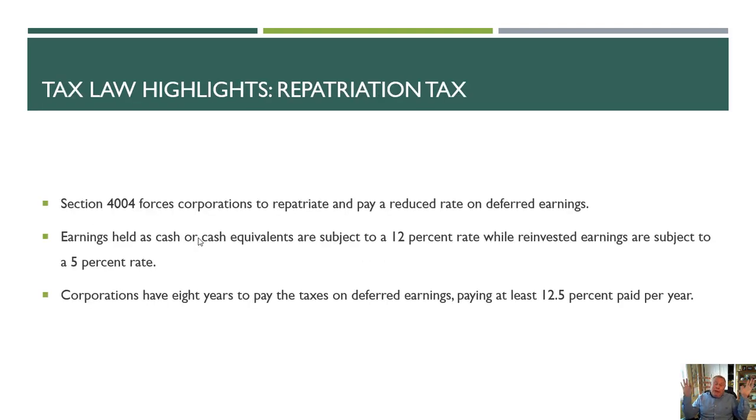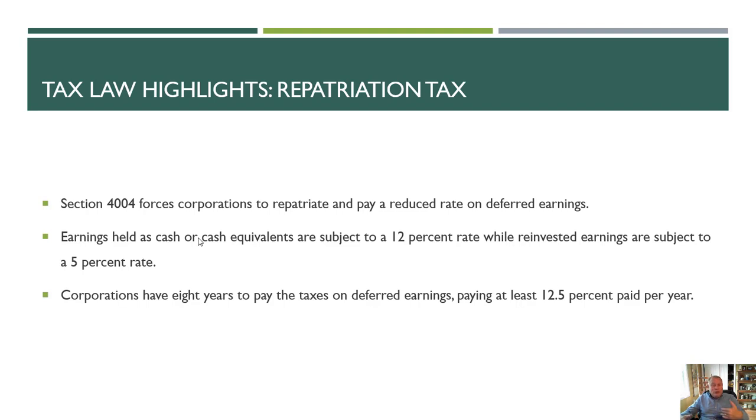But, no, there's always buts. When somebody said, whoa, if they can bring all this money back and not pay the tax, that doesn't seem quite fair. So what they did is they put in requirements for corporations to repatriate and pay a reduced rate on those deferred earnings. So they have 8 years to pay it, paying at least 12.5% a year. If it's held in cash, it's a 12% rate. Reinvested earnings are subject to a 5% rate.